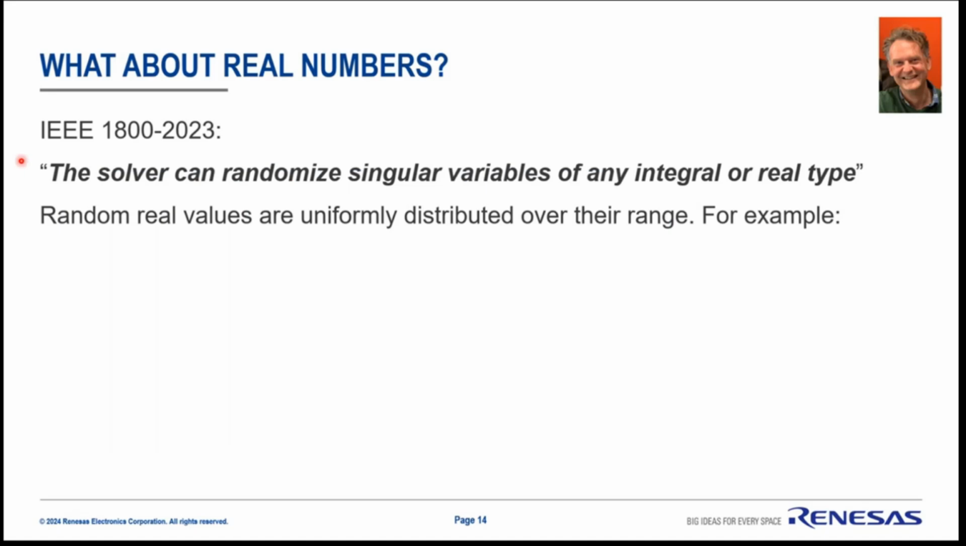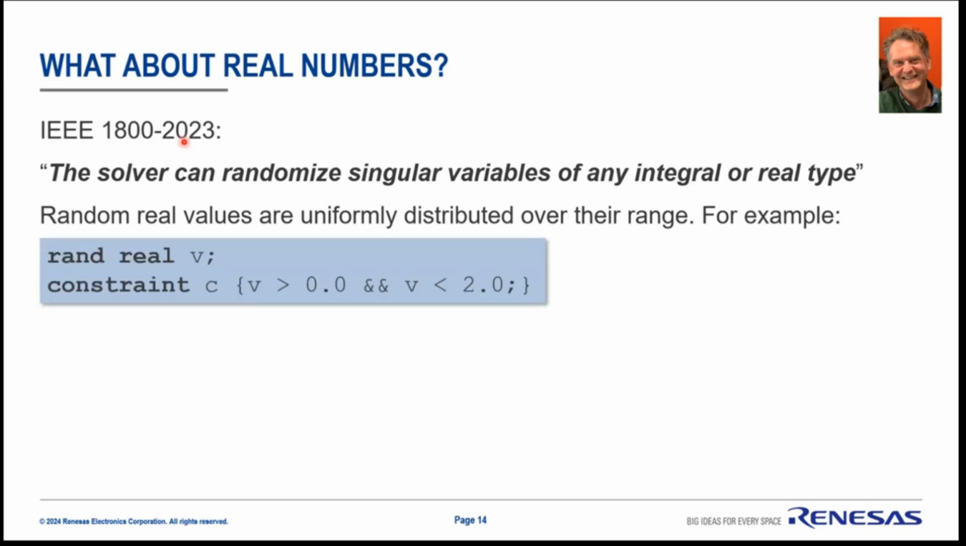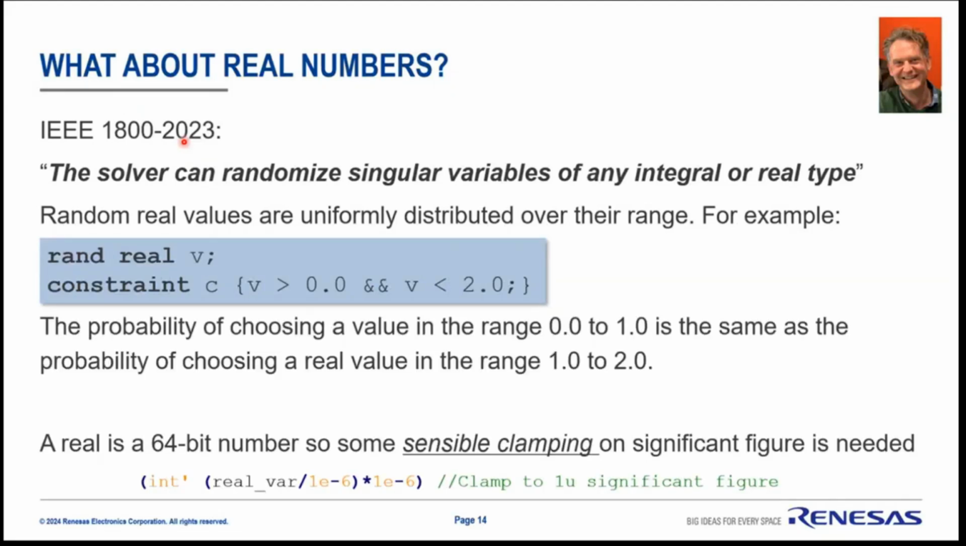So we've actually only been discussing randomizing integers at that point, but the IEEE 1800 2023 LRM actually does introduce randomizing real numbers. So you can randomize a real. Now, if you randomize a real, the distribution is uniform across the range. For example, if you have a constraint C for a real value V, which is constrained to be greater than 0.0 and less than 2.0, then the probability of choosing a value in the range 0 to 1 is the same as the probability of choosing a real value in the range 1 to 2. So it's uniform across that range.